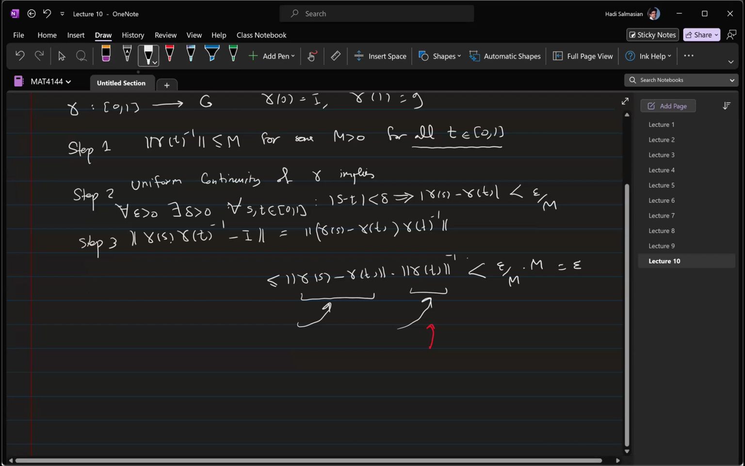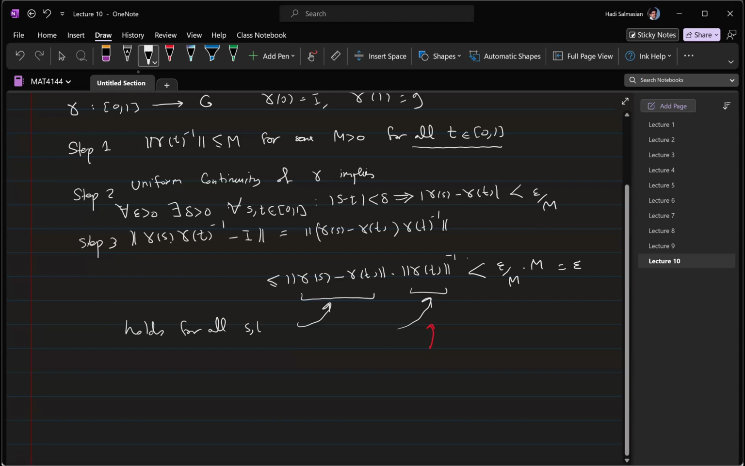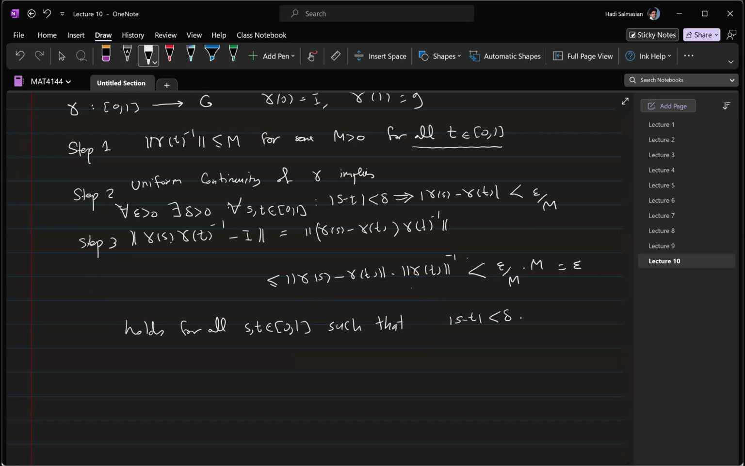So step 3, this holds for all S and T in the interval 0, 1. So for all S and T, such that, okay, I forgot, maybe I should remove these guys too. The absolute value of S minus T is less than delta. Okay, so now if I choose epsilon, say less than log 2 or whatever, I mean less than some quantity.